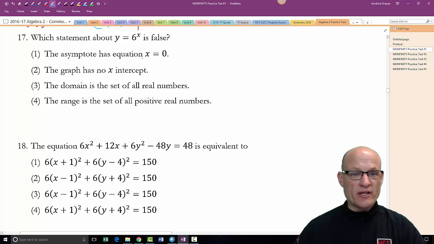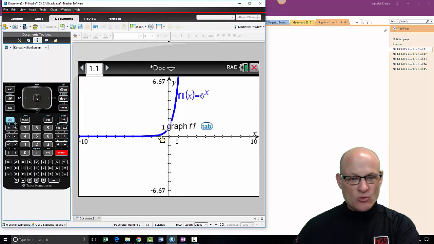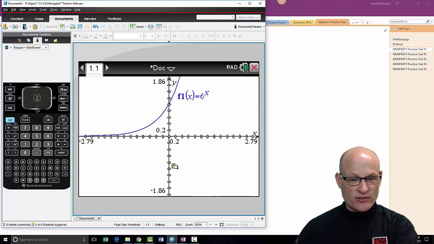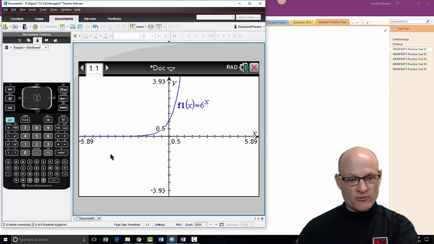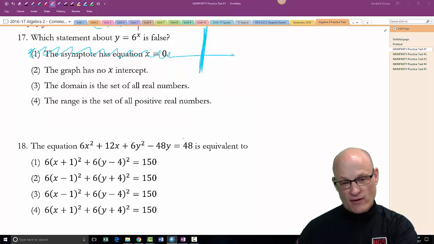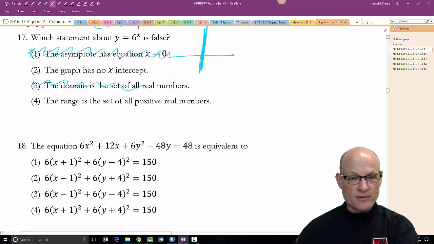So the asymptote is x equals 0. Now remember, x equals 0 is this line right here. It's a vertical line. It does not have an asymptote at x equals 0, so that's not right. It has no x-intercept. Well, it appears to hit the x line, but if I stretch this out, you'll notice it doesn't. So the domain is the set of all reals. Yep, it goes forever and ever to the left. It actually goes forever and ever to the right, so that's not real. The range is the set of all positive real numbers.